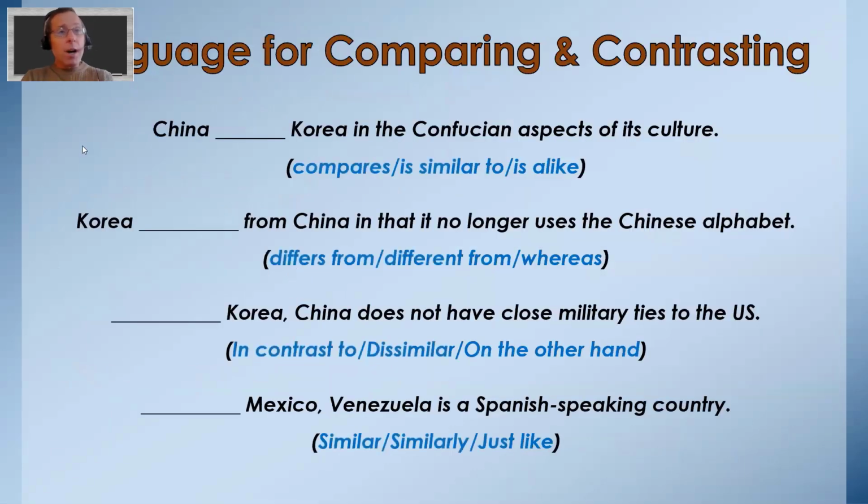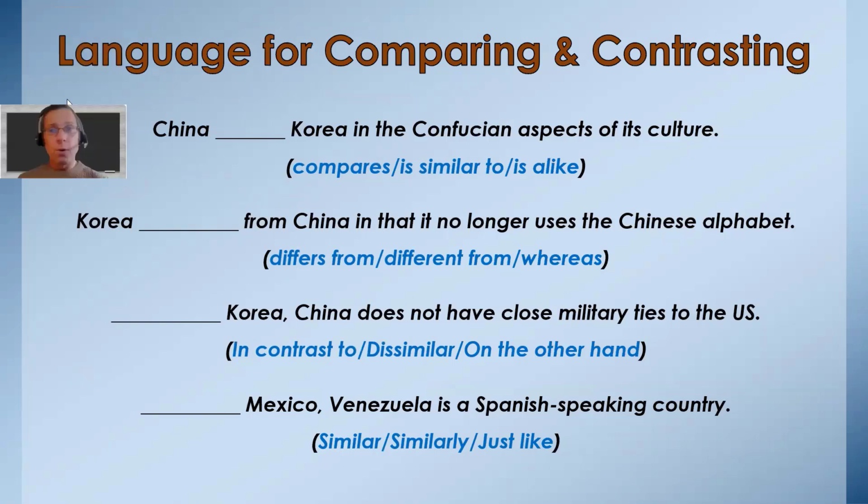So now that we've gone through an example, let's go ahead and practice language for comparing and contrasting. China blank Korea in the Confucian aspects of its culture. China is similar to Korea. Korea blank from China in that it no longer uses the Chinese alphabet.